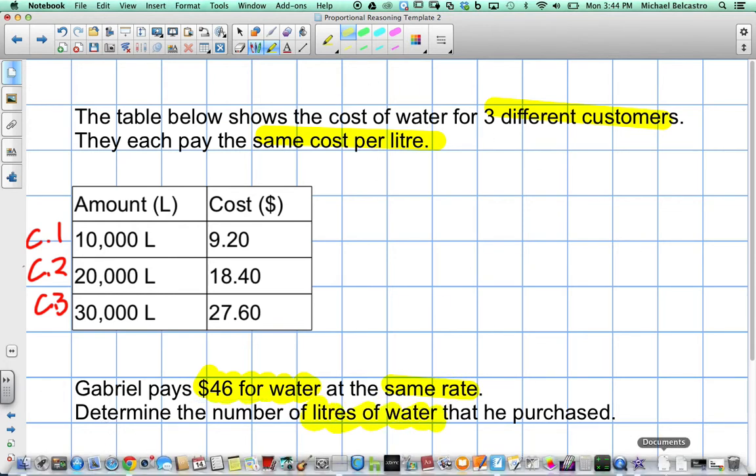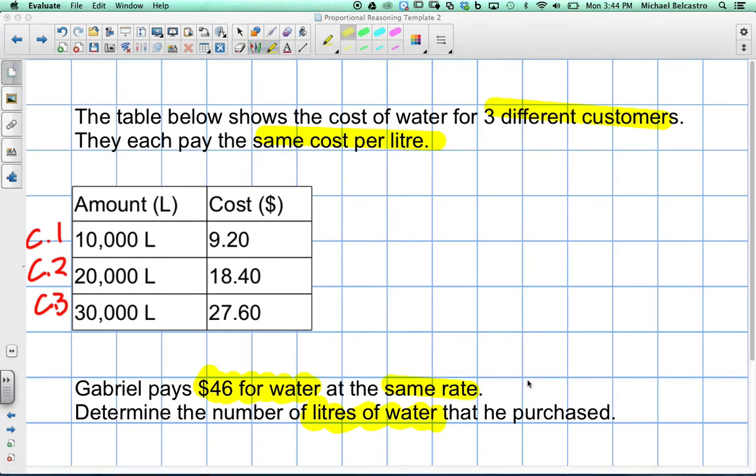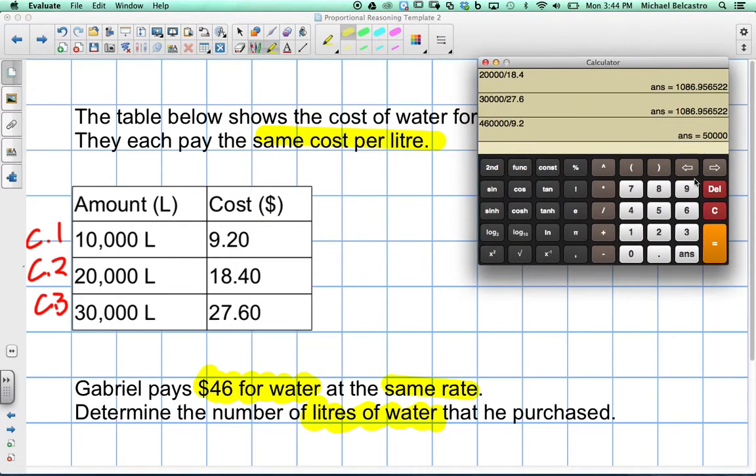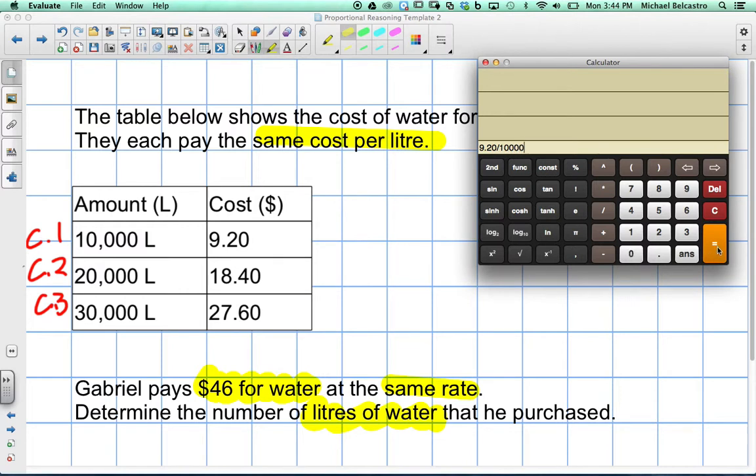Okay, could quickly use a calculator and make sure that these are all the same rate. They've said it, but it's always good to check these types of things. You can really choose to divide amount by cost, or you can do cost by amount. They'll give you a value, and as long as that value is the same for each of them, then we know the rate they're paying. So in this one, I'm going to divide cost by amount. So $9.20, or 9.2. You can add the 0. It's irrelevant for the division, divided by 10,000. Okay, so here's our value. You might want to write this down.